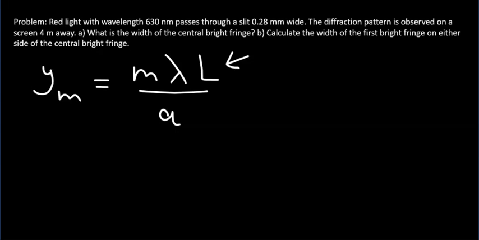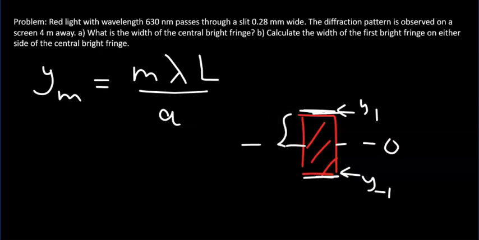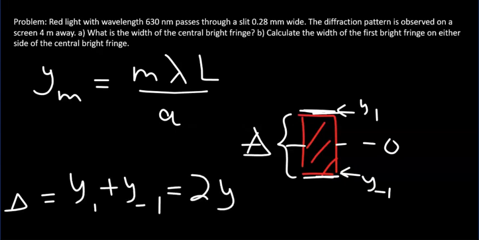So L is the distance between the slit and the screen. A is the size or the width of the slit itself. Lambda is the wavelength of the light used, and m is the order of that dark spot. So the central max in this diffraction pattern would look something like that. So this is the 0 position. So this is y1 and this is y minus 1 because this is where you have dark spots. To determine the width of the central fringe, that distance, let's call it delta. Delta is quite simply y1 plus y minus 1 or 2 times y1.